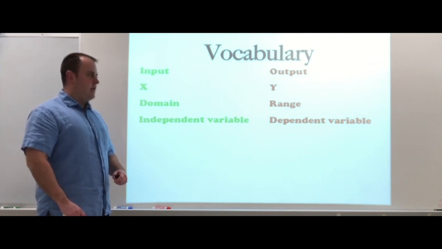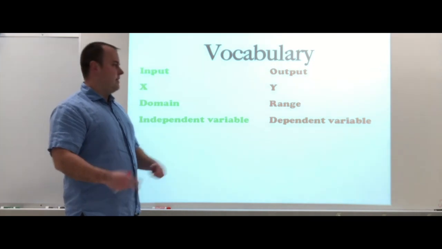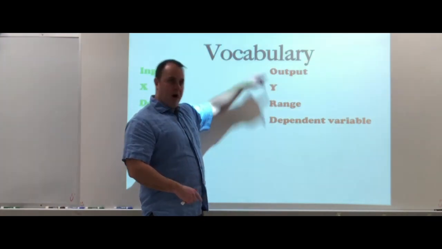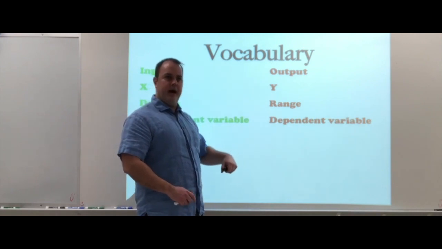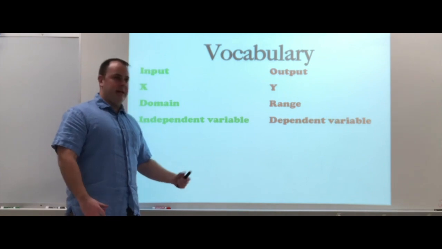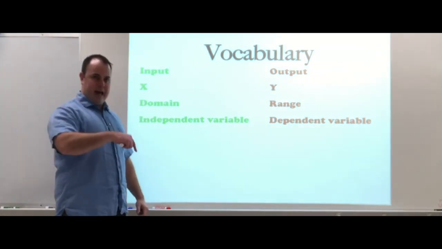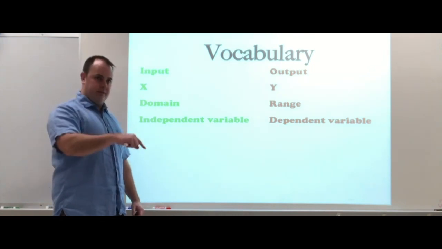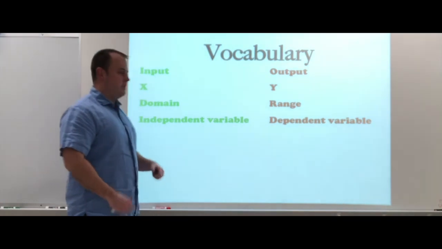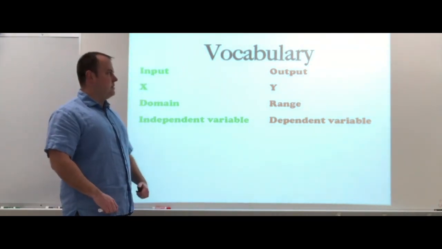Output, y, range, and dependent variable. These are all the same things. Okay? They're all, again, interchangeable. The output is the range. Okay? It's the y variable, how far it's going up and down. Okay? And it's considered the dependent variable because it's dependent on what I plugged in for x. I have freedom to plug anything into x, but once I decide what I'm plugging in for x, the y is going to be dependent on what I decided to plug in there. Okay? So that's what these terms are.